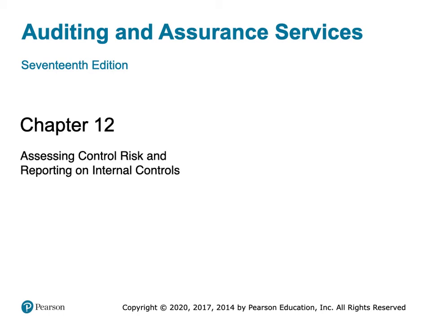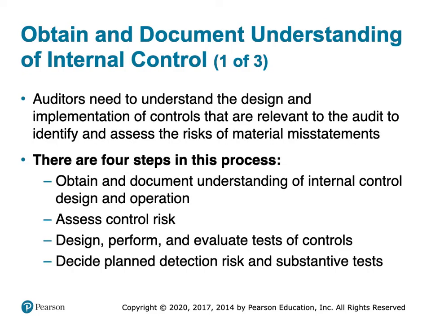Hi, it's Professor Mike, and we're talking about Chapter 12, Assessing Control Risk and Reporting on Internal Controls. So back to the audit risk model. Remember, audit risk equals inherent risk times control risk times detection risk. Inherent risk and control risk are the responsibility of the company's management. Detection risk is what the auditor solves for in order to make sure that they've reduced the audit risk to an overall acceptable level.